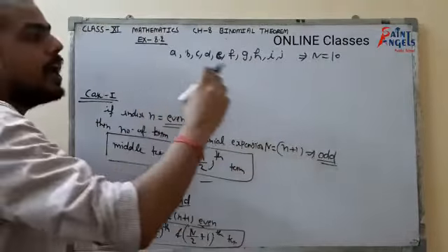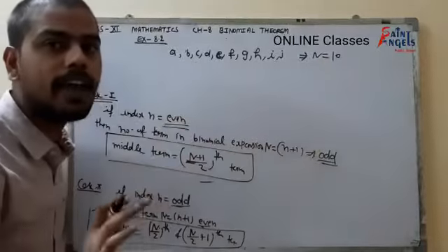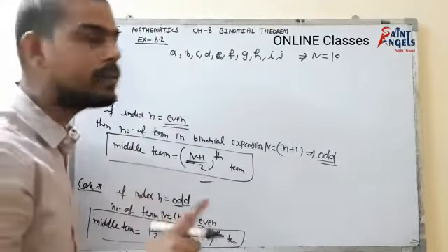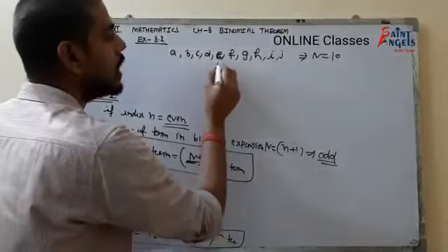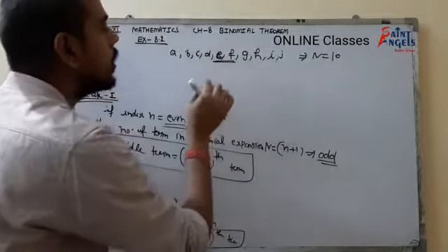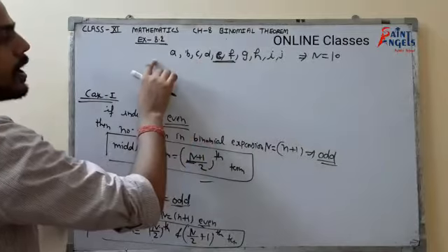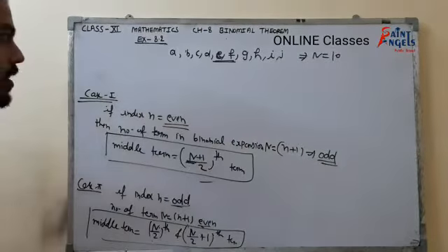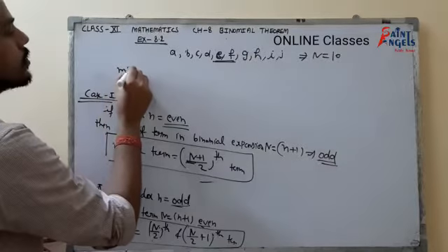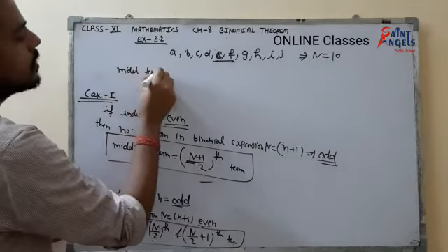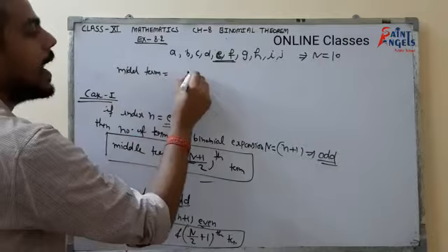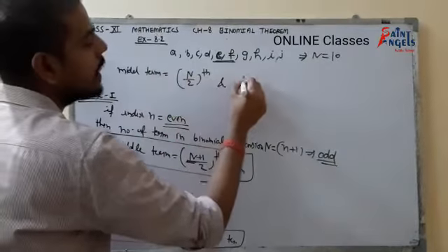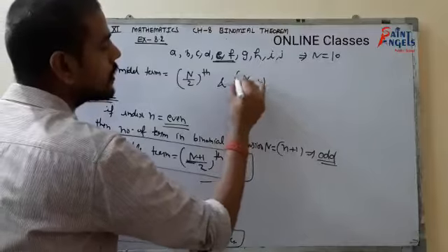So whenever we have an even number of terms, we don't have a unique middle term. In that case, we will have two middle terms. Here the middle terms are E and F, because before E and F there are 4 letters and after E and F there are 4 letters. So can we generalize it? Yes. So the middle terms would be equal to the N upon 2 th term and the N upon 2 plus 1 th term.